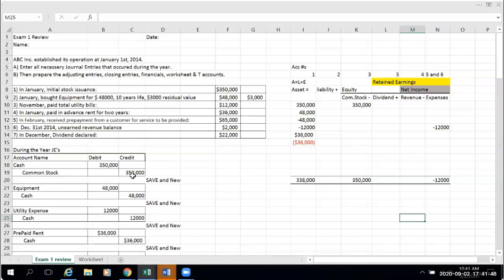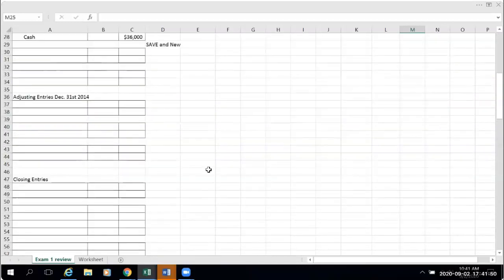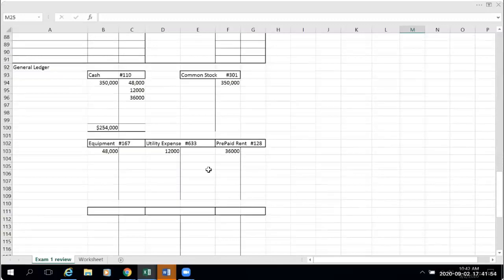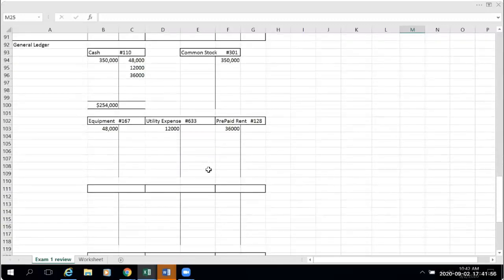And then we post it to the general ledger, which is on the third page. If you print this, it will be on the third page. If you are working in Excel, then it will be a little bit further down here. General ledger, and that's where the 350 goes, and that's where the common stock goes. And everything is linked, as you see, okay?